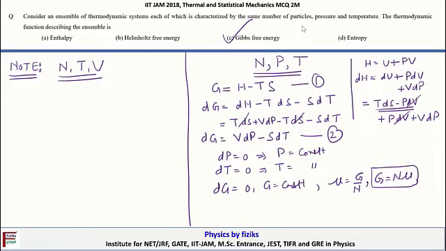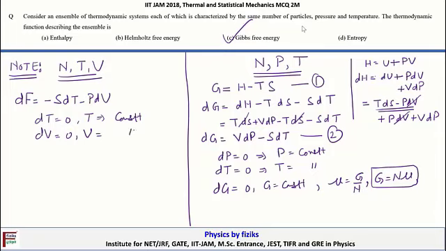I can write, the same way as we wrote the expression for dG, the expression for the small change in Helmholtz free energy, and that turns out to be dF = minus S dT minus P dV. When dT is equal to 0, T is constant, and when dV is equal to 0, this implies V is constant. When both of these are constant, dF will be 0, which implies F is a constant quantity. So in this case the right option would have been option B here.